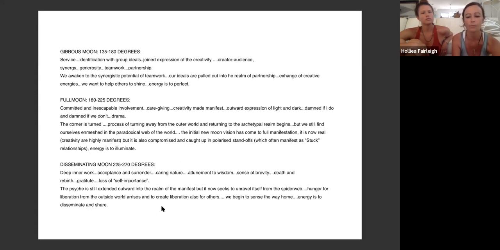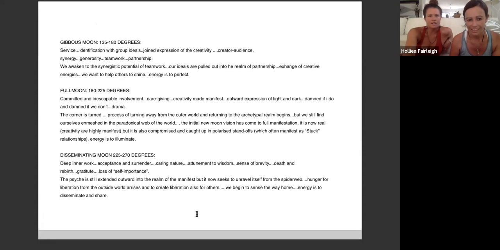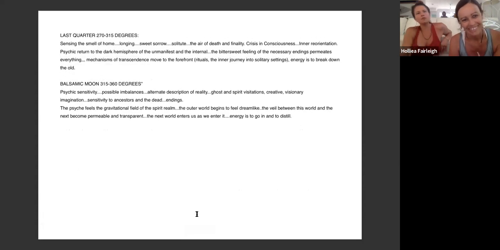They're usually, it's a loss of self-importance. Yeah, and these people should be doing work out, sharing and working out in society. Yeah, helping others. So it's like here, liberation from the outside world arises, and to create liberation also for others. So the energy now is to disseminate and to share. So that's my moon phase. Yeah. So the last couple.